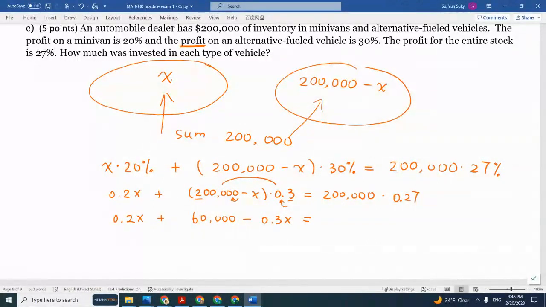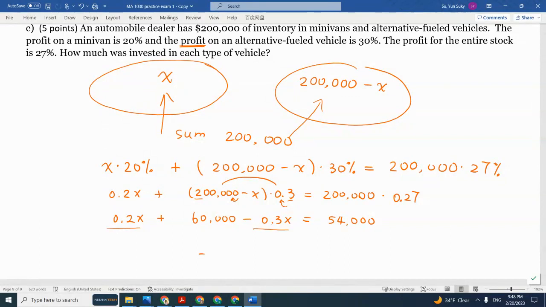Well, this one, 2 times 27 is 54. But then you move the decimal 2 digits. So that's why you get 54,000. Let's combine the like terms.